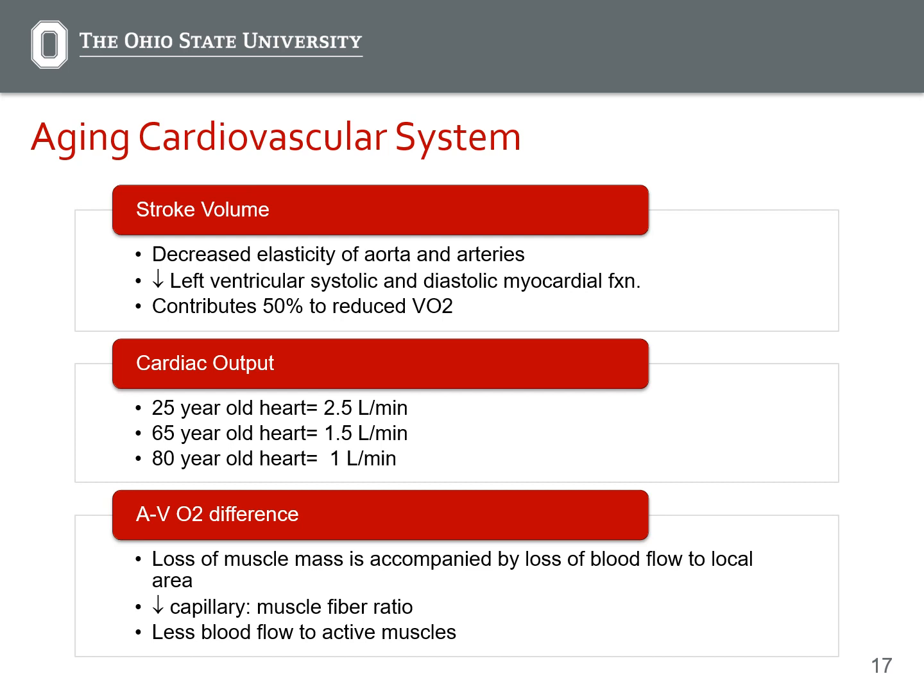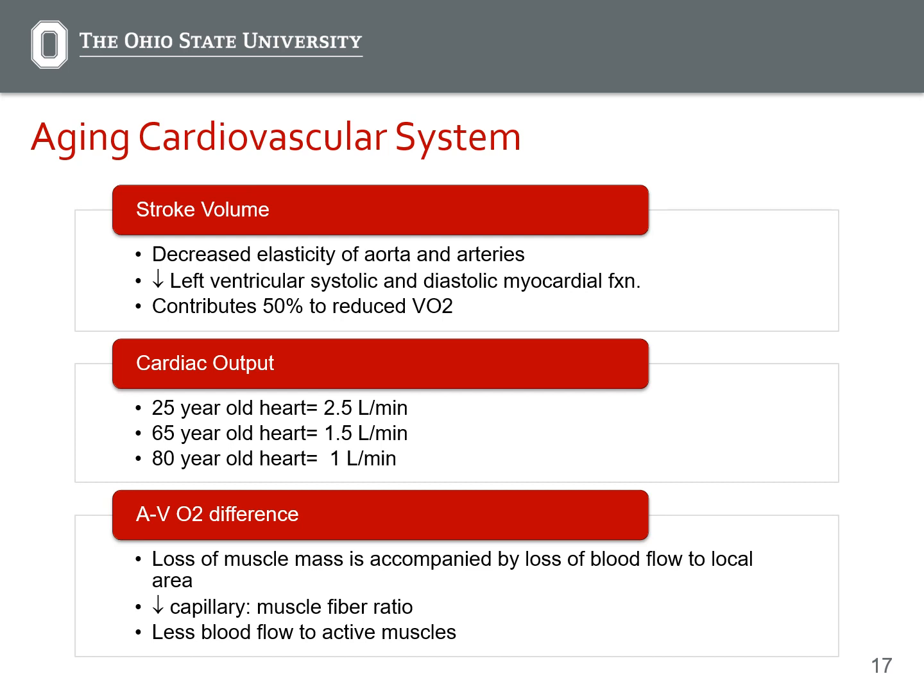Breaking it down from stroke volume, we know the changes occur because of the decreased elasticity of the aorta and the arteries. So there's a decreased elasticity, it's firmer, it doesn't allow for as much blood flow or blood accumulation in those. There's a decrease in left ventricular systolic and diastolic myocardial function. What we see is stroke volume contributes actually 50% to the reduced VO2 that we'll talk about, I think, on the next slide. Our cardiac output, this is just outlining the changes that we see.